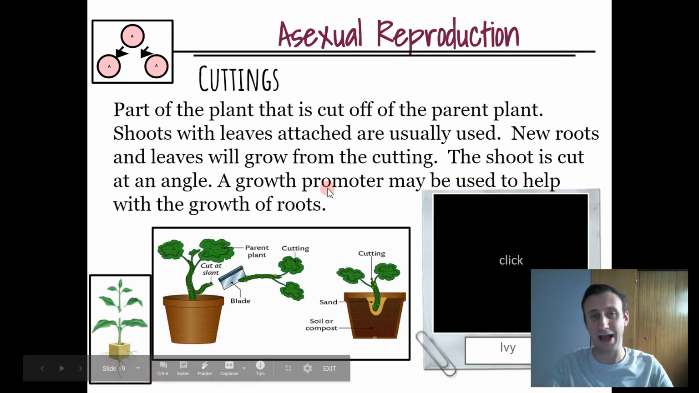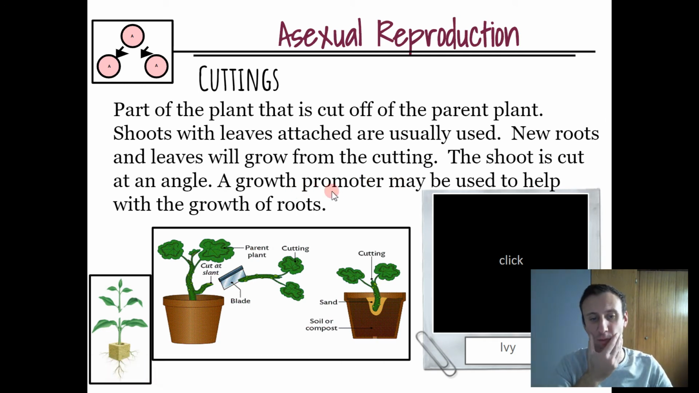Okay, cuttings. Another way that I can perform asexual reproduction for plants. Maybe you've heard of this. You can actually take a piece of a plant, cut it off, put it into water or soil, and it will actually grow new roots and leaves. It will start growing from the cutting.